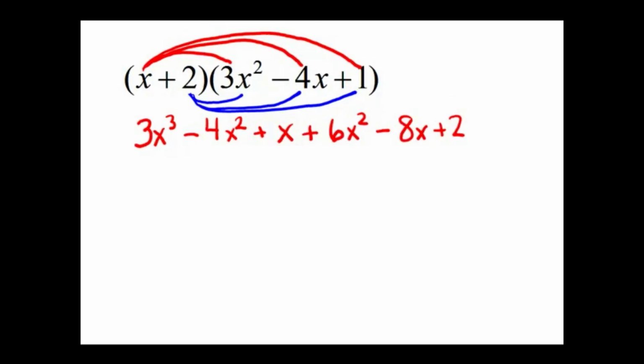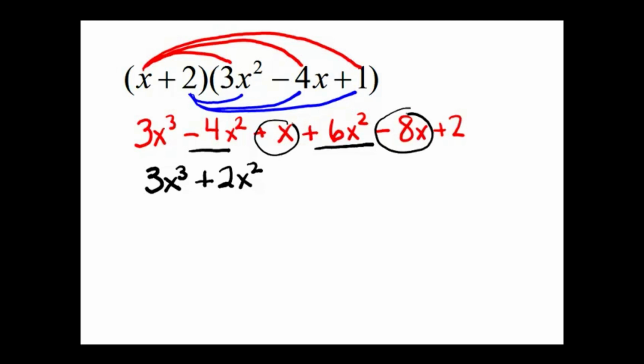So now we're going to combine the like terms. There's no other x cubed term, so we'll bring that one down. The x squared terms can go together. Work with the coefficients, different signs, subtract, sign of the larger. Plain x terms, different signs, subtract, sign of the larger. And your constant term.